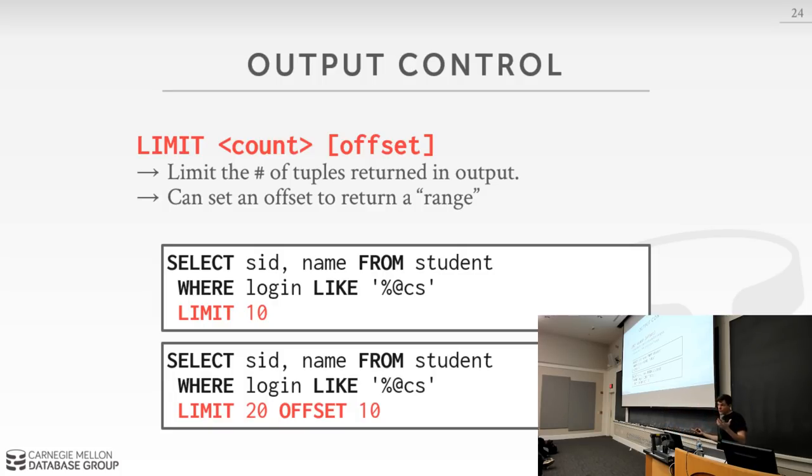And there's optimizations you can apply whether or not you have an order by clause if you have a limit clause. So if I don't have an order by clause and I have a limit, I know that as soon as I've sent 10 tuples, I'm done. I don't need to go look at anything else. If you have an order by, then you have to see everything ahead of time to sort it. Then you can apply your limit and your offset.